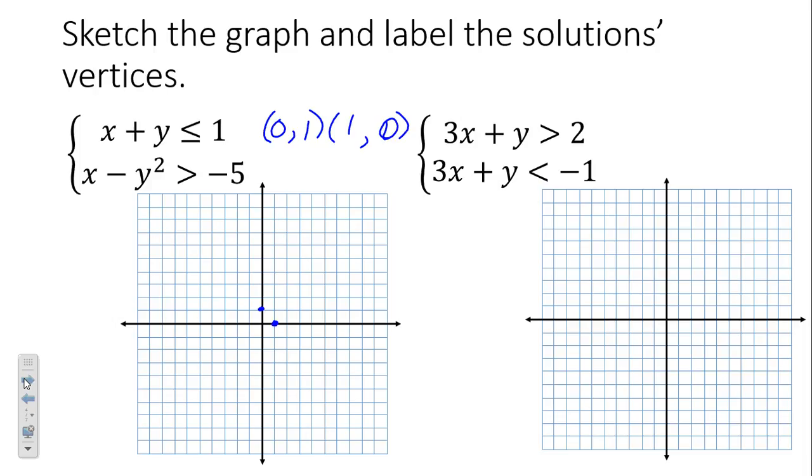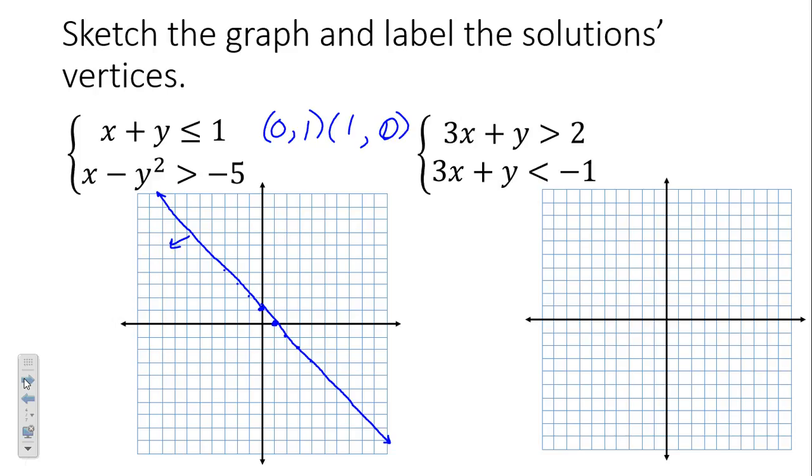That's a slope of negative 1. Solid or dashed line? Solid. We could try 0 because it's not part of that line. So 0 plus 0, is that less than 1? Yep, so we know we're shading below toward the 0. Makes it true.